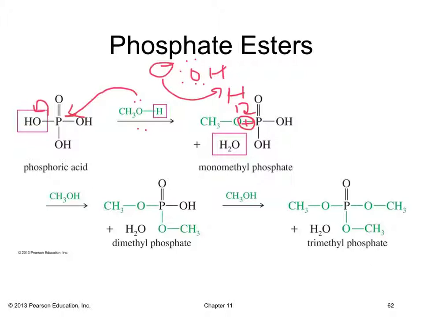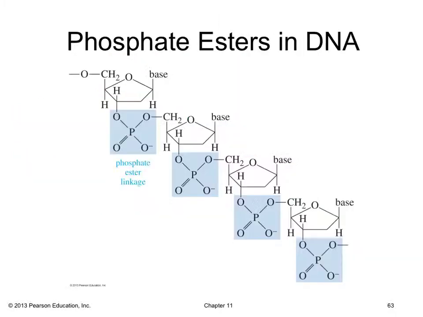So yeah, that was just showing you kind of how the mechanism is, and then you can do the rest for each equivalent. There are phosphate esters in DNA. Here's an example of DNA with a phosphodiester bond.